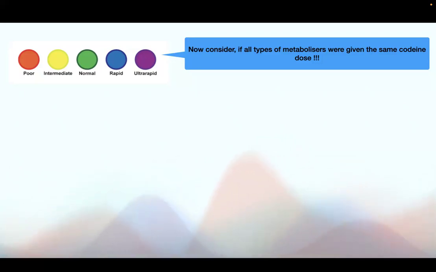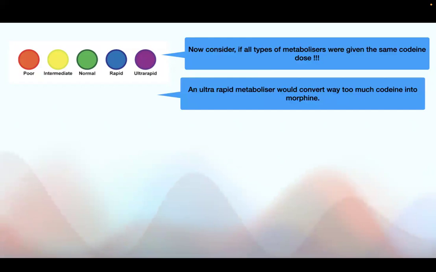And imagine if the patient is in a lactation period, what happens next? Reason behind the unwanted effects. So, ultra rapid metabolizers would convert way too much codeine into what? Morphine. This conversation I think we had discussed, right? In the very first lecture.